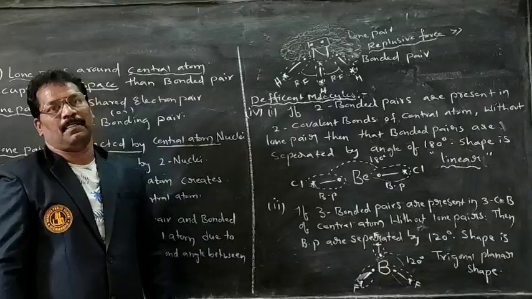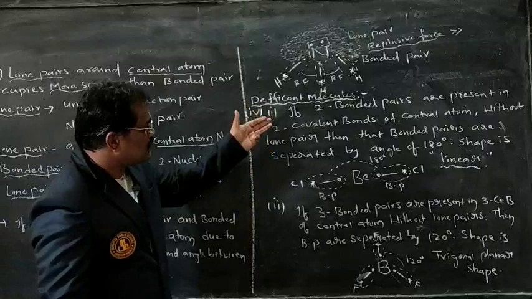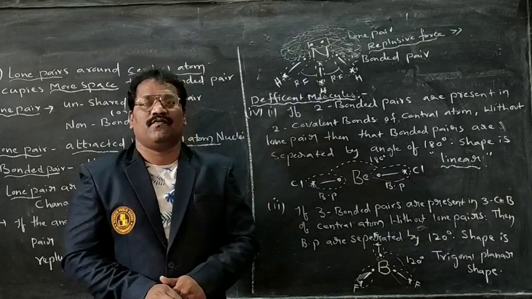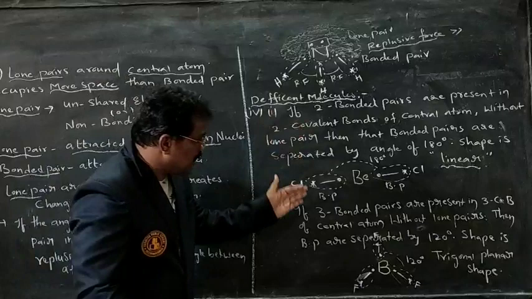Coming to the fourth point. The fourth point has three different points. Within these three points, the first two points give rise to molecules which are called deficient molecules. What is called a deficient molecule? I will explain later on. After explaining these two points, I will explain about deficient molecules.